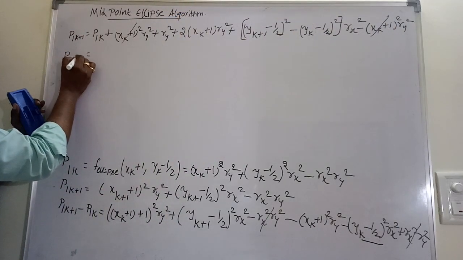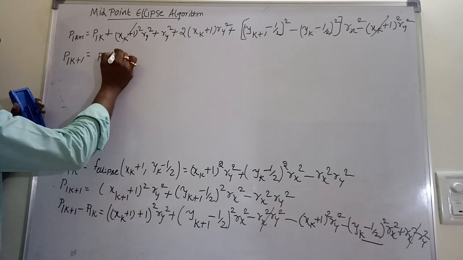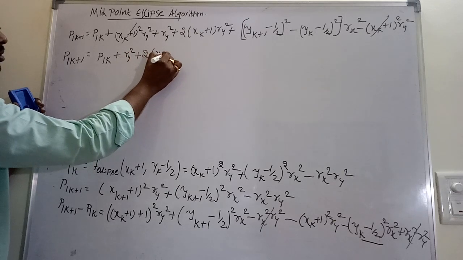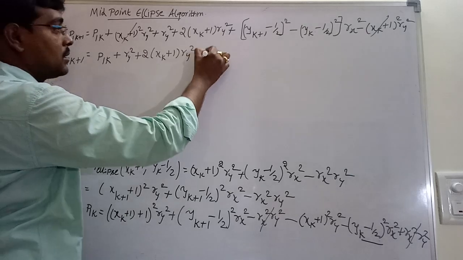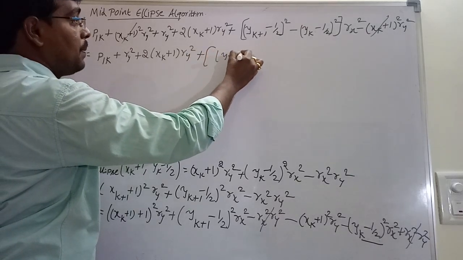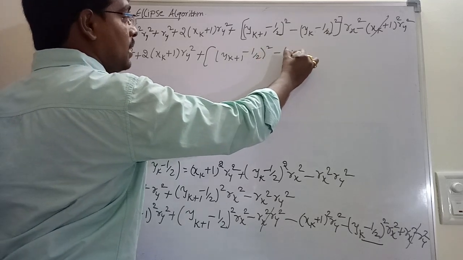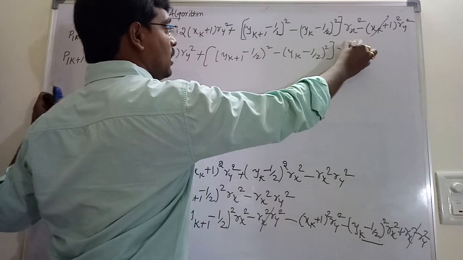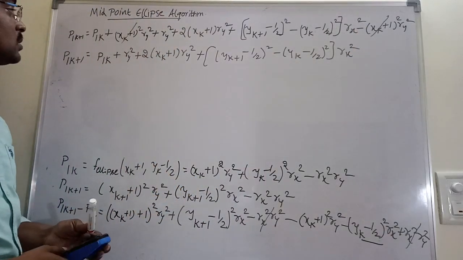Finally p1k+1 is equal to p1k plus ry square plus 2 into (xk+1) into ry square plus (yk+1 minus half) whole square minus (yk minus half) whole square into rx square. This is the decision parameter p1k+1.